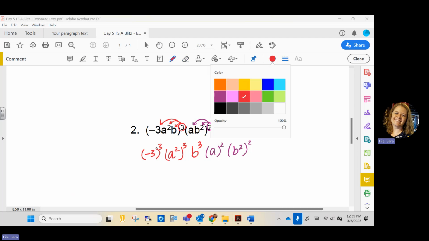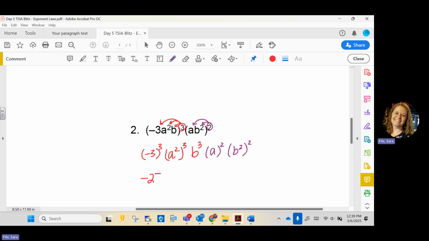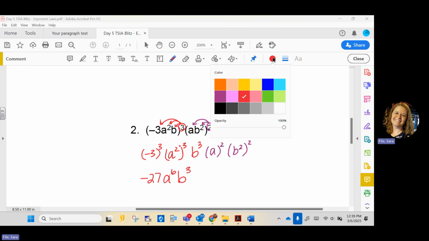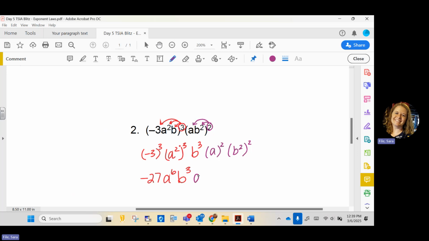-3 cubed means -3 times -3 times -3. So it's going to come back out negative, and 3 times 3 is 9 times 3 is 27. So I've got -27. And then here I multiply these powers. 2 times 3 is 6. So A to the 6th. B did not have a power before, so now it's just cubed. This A is squared. And here I multiply 2 times 2, so that's going to be B to the 4th.